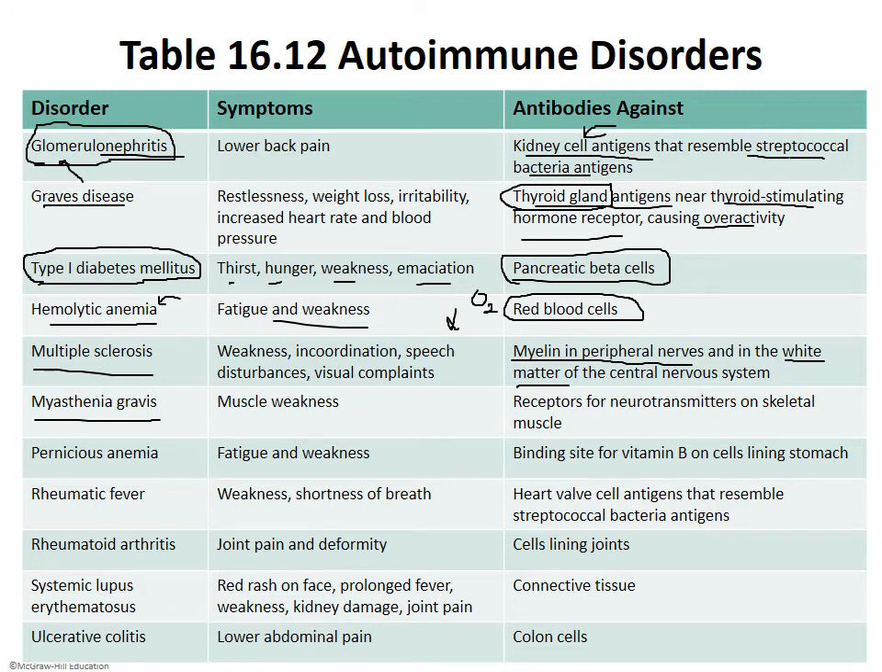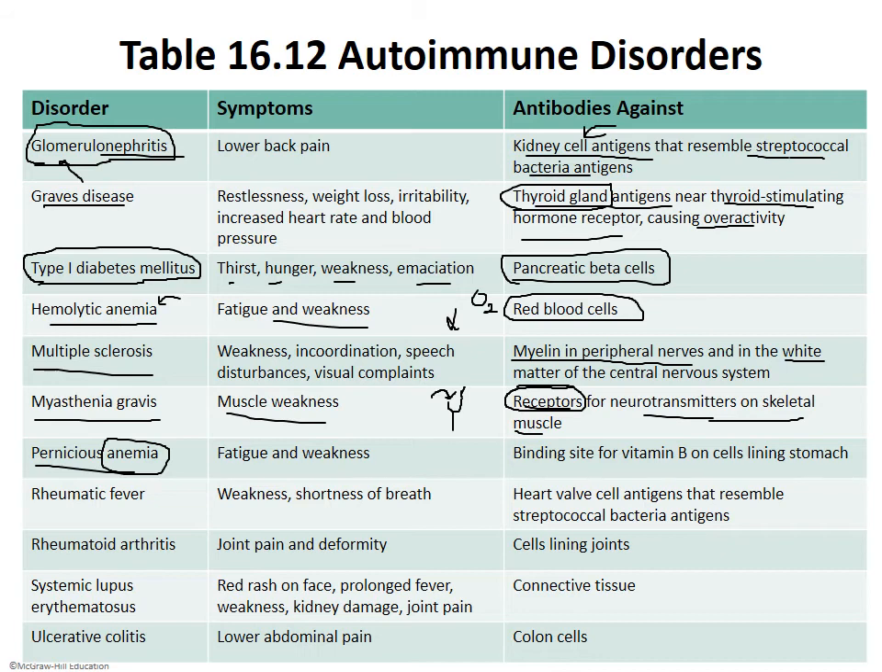Myasthenia gravis, muscle weakness, receptors for the neurotransmitter on skeletal muscles. All skeletal muscles use acetylcholine. There's receptors for acetylcholine on the skeletal muscles. This says my body is attacking these, and so I can't send signals to the muscles to contract, so I'm going to be weak.